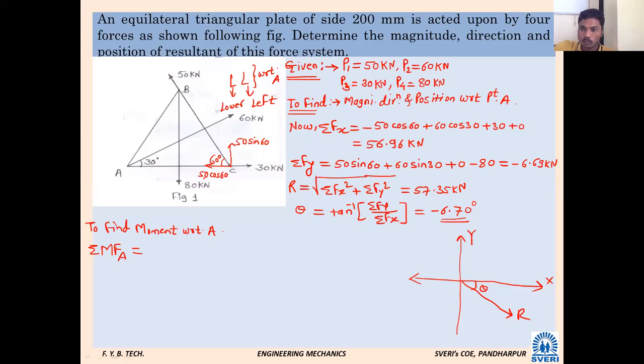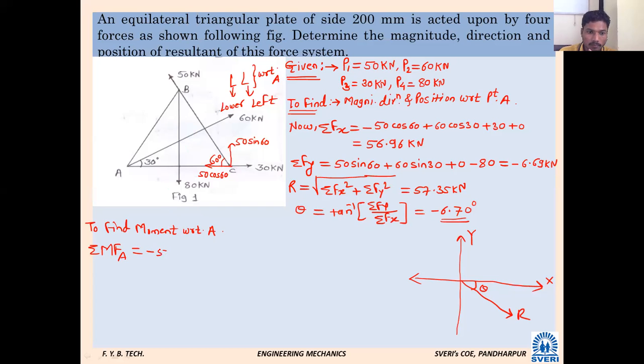Why have I resolved here at point C? Because one component is now passing through point A, so it will have zero effect on the moment. So only one component I have to consider. What is that? 50 sin 60. Now imagine point A is fixed. Force of 50 sin 60 is applied at point C. How will this object rotate? Anti-clockwise. So it will rotate anti-clockwise.